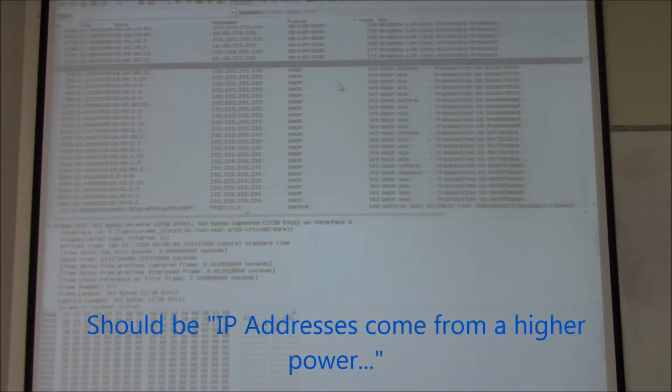Okay, there's some things happening in browsers. There's DHCP. We talked about how MAC addresses come from a higher power, and they can be changed whenever that higher power deems it so, right? So here's an example of that. Here's a DHCP packet.